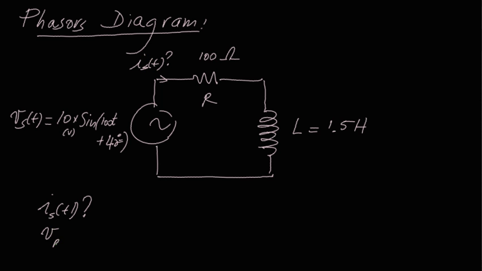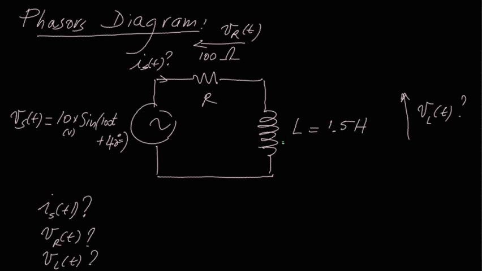What is VR of t? Which means let's find the voltage across here, the resistor. And then VL of t, this one is actually the inductor, and we want to find the voltage across the inductor. So we want all of these. And then we want to draw a phasor diagram to see how everything relates to everything.